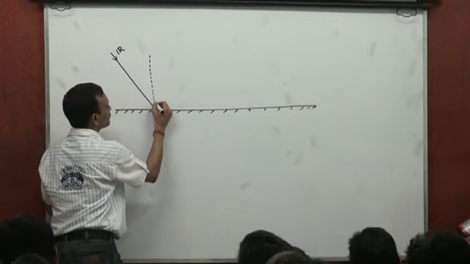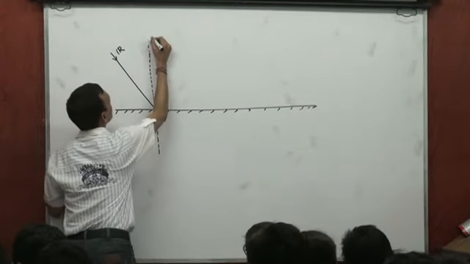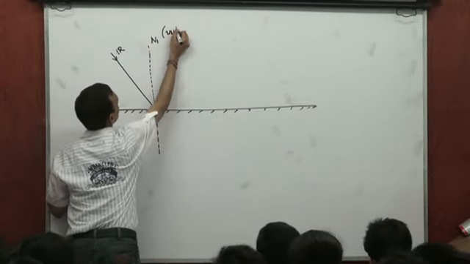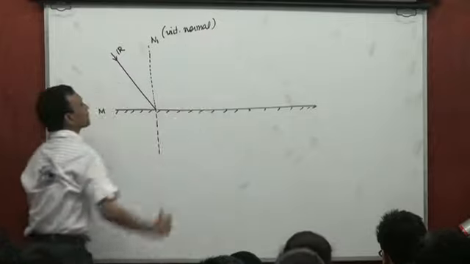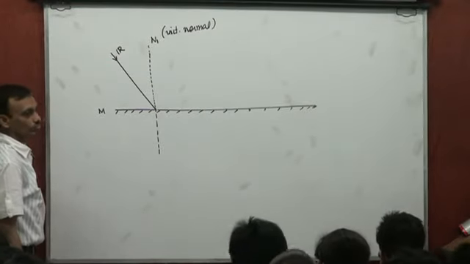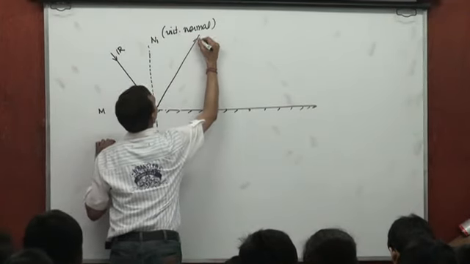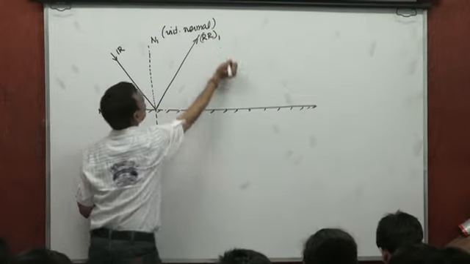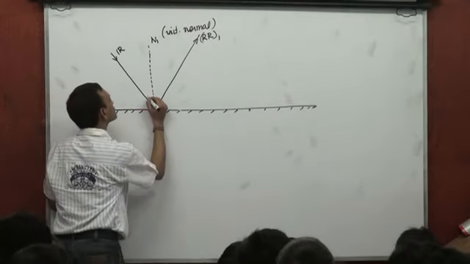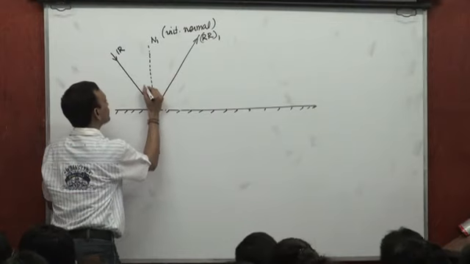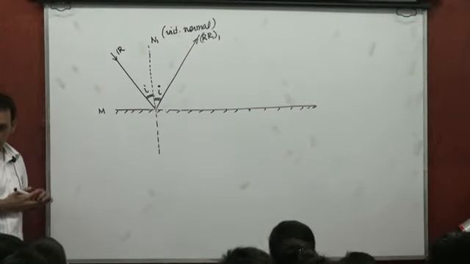This is a normal at the point of incidence, N1, the initial normal. This is the reflected ray. We call it RR1, reflected ray 1. This is I, the angle of incidence. This is also I, the angle of reflection. Both are equal, right?